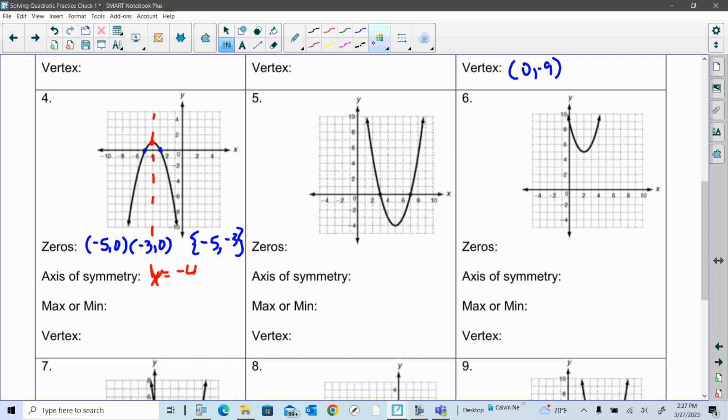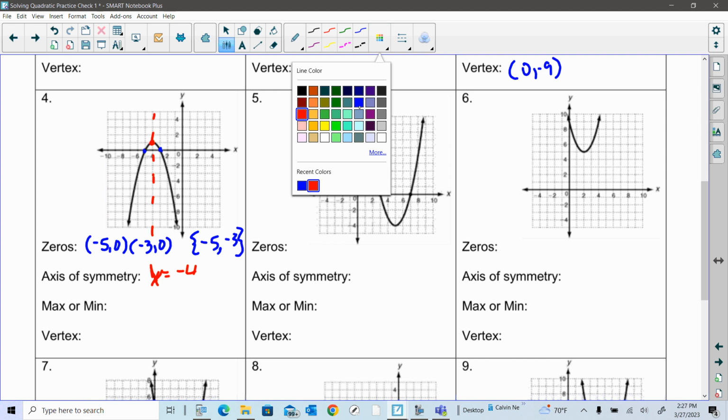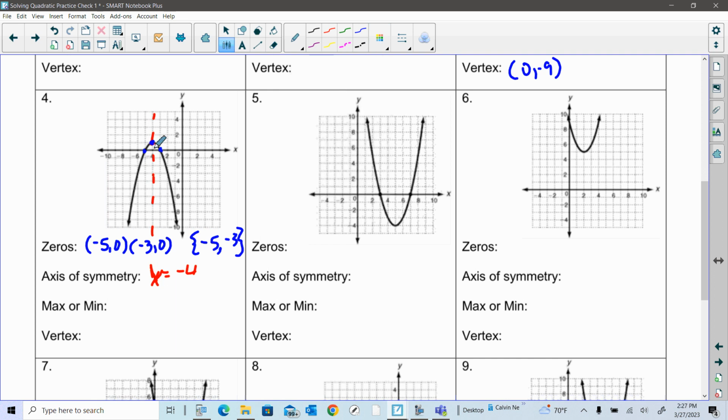This would have, I'm going to put a point there, a maximum. Anytime it opens down, it's going to have a max. If it opens up, it's going to have a minimum. And the vertex of that maximum is at (-4, 1). Sorry for the confusion here. Now I'll let you try number 5, and you can check your answers.